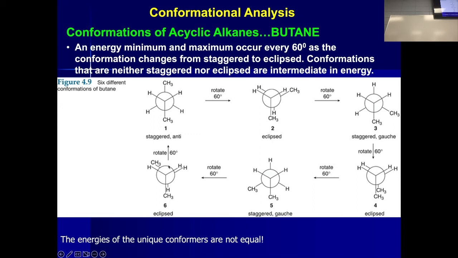So now I'm going to rotate another 60 degrees. Okay, now we have this. This is now staggered. If you look at that Newman projection, I think you can tell that that's staggered. But is it the same energy as the original staggered anti? Why not? The CH3s are closer. So this methyl group and this methyl group are now getting closer, right? So the energy, is that going to be higher or lower than that?